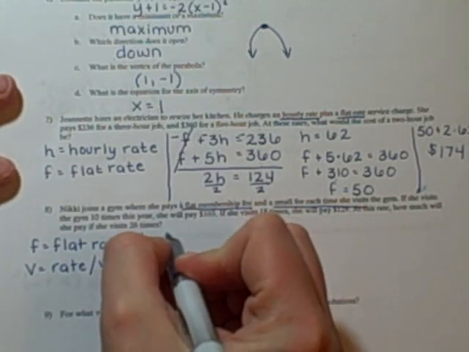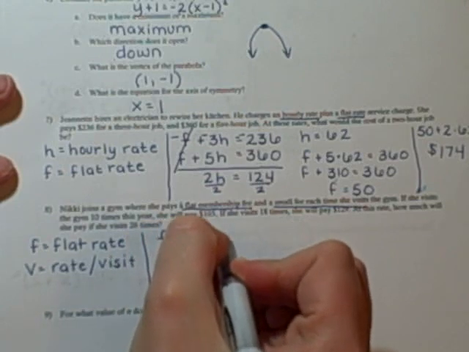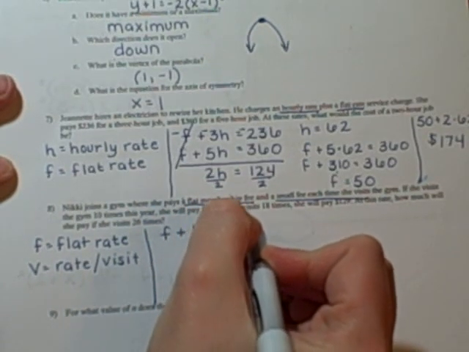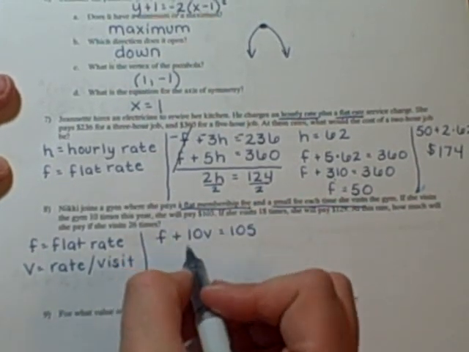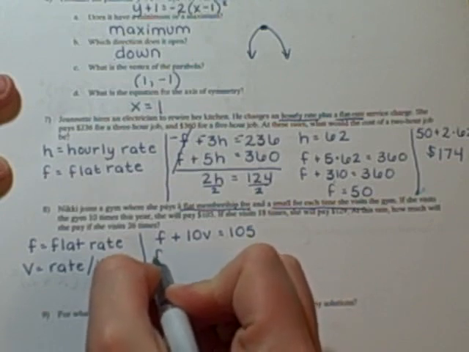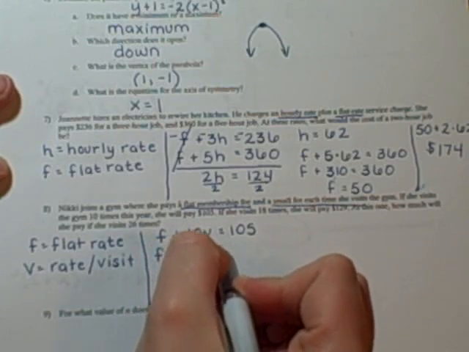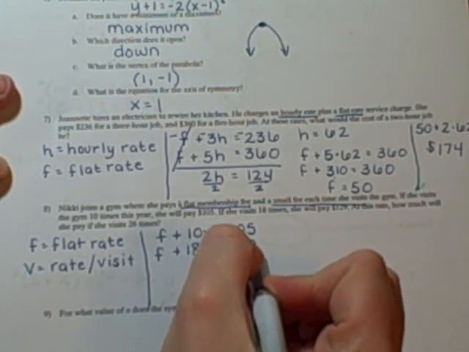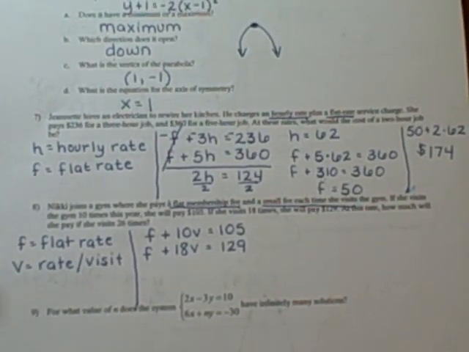So here's how I would set up my equation. I know I'm paying the flat rate, and I'm paying for 10 visits, and total that'll equal $105. Then she figured out if she visits 18 times, she's going to pay $129. So there she'd be paying the flat rate plus 18 visits, and that would equal $129. Once again, now I need a way to solve this. Now, you certainly could use substitution here if you really wanted to, but I just like the way these are all lined up. They're really well suited for elimination.